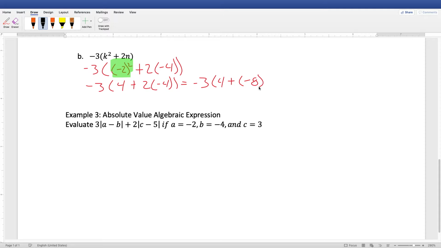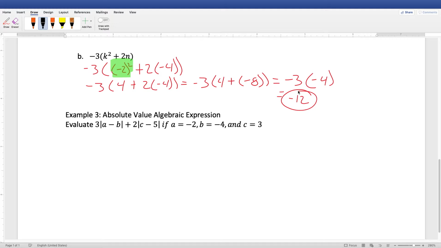Also can be written as minus 8. 4 plus a negative 8 gives me negative 3 times a negative 4. Negative 3 times negative 4 gives me an answer of negative 12.